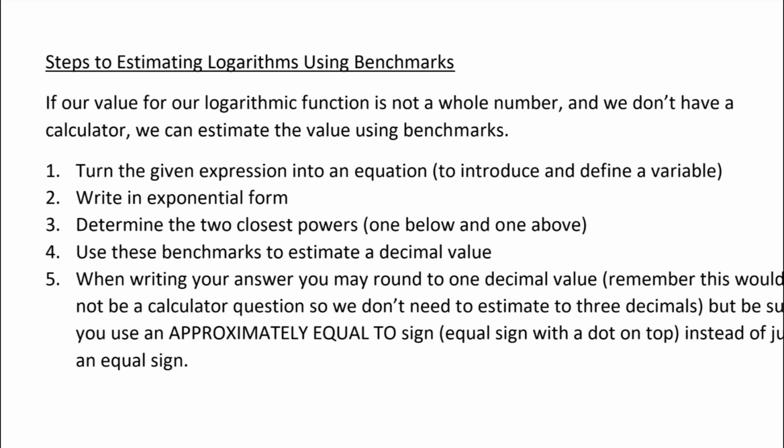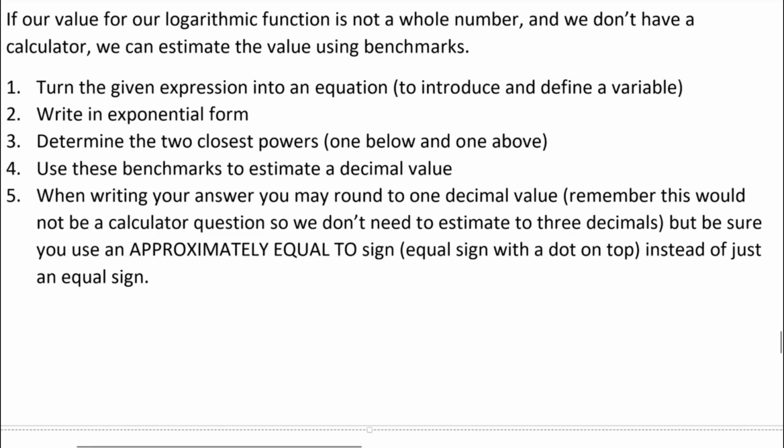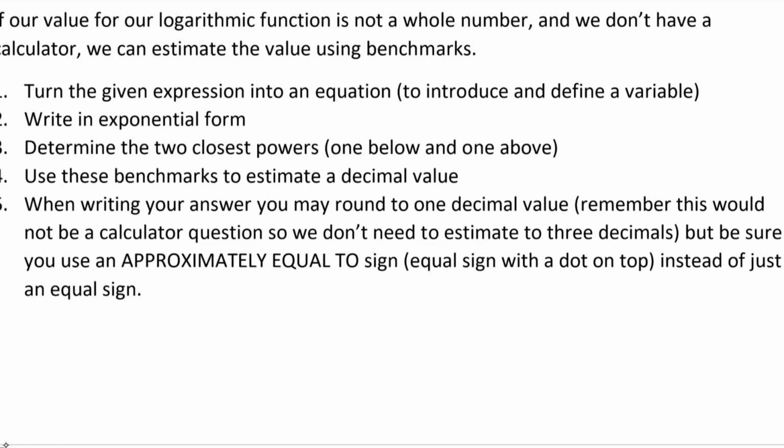Okay, so step 1, turn the given expression into an equation, so introduce and define a variable. Step 2 is to write in exponential form. Step 3 is to determine the two closest powers, one below and one above. Step 4 is use these benchmarks to estimate a value. And step 5, when writing your answer, you may round it to one decimal value. Remember, this would not be a calculator question, so we do not need to estimate to 3 decimal places. But be sure you use an approximately equal to sign, so it's an equal sign with a dot on top instead of just an equal sign.